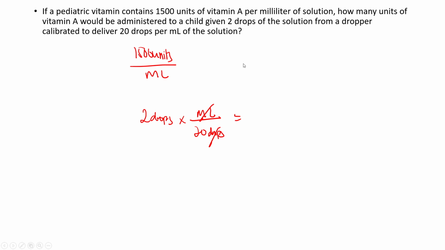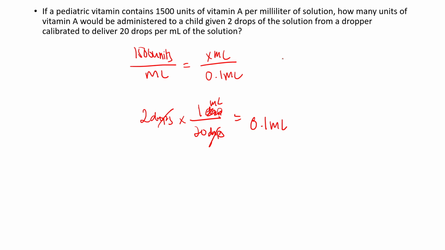Sorry, you're not supposed to cancel ml, you're supposed to cancel drops. So 1 ml over 20 drops. Drops cancel: 2 divided by 20, we'll get an answer of 0.1 ml. I mean 2 drops is 0.1 ml. So you can substitute it to the first ratio. You'll get the X amount of units.